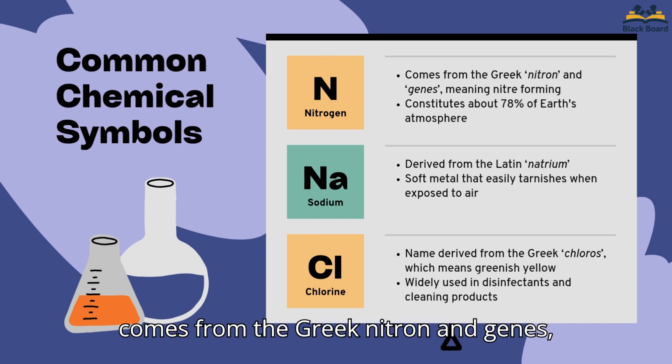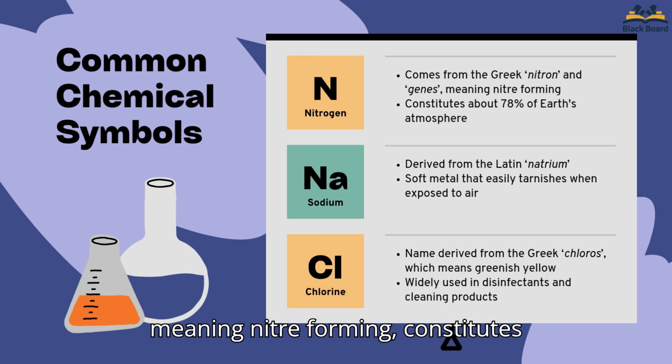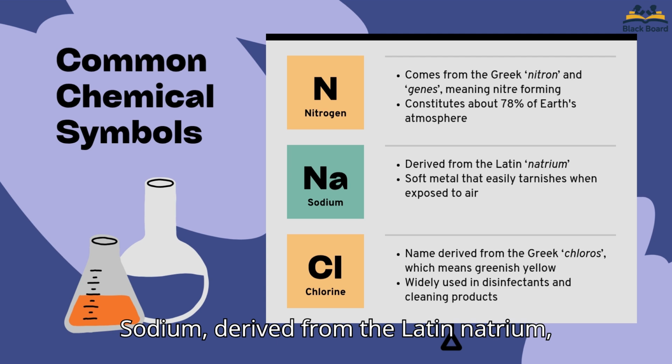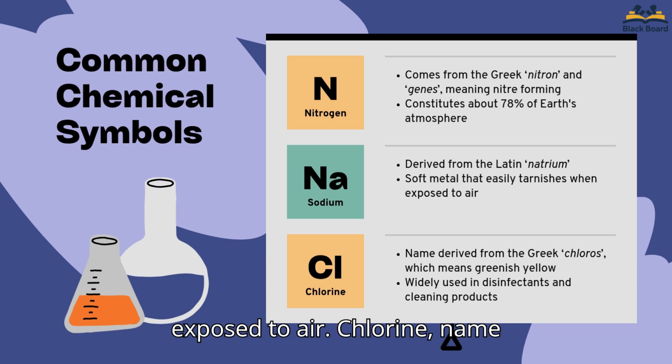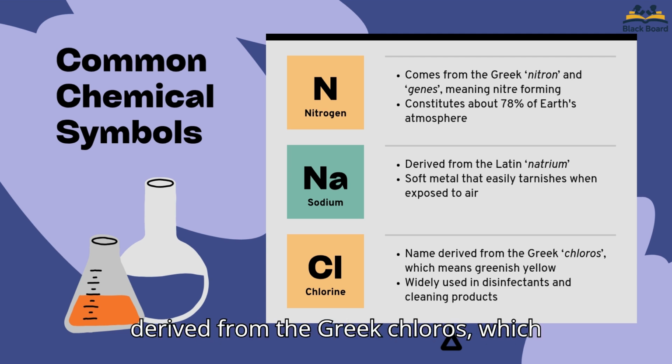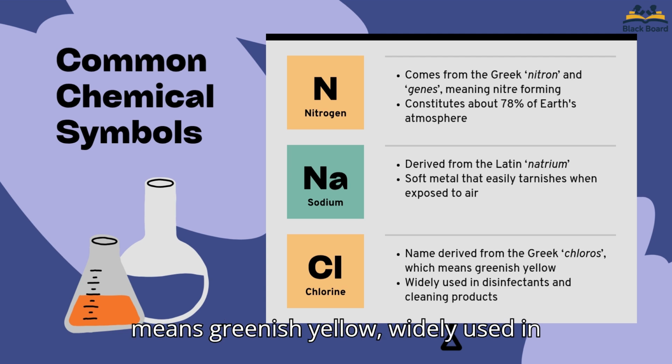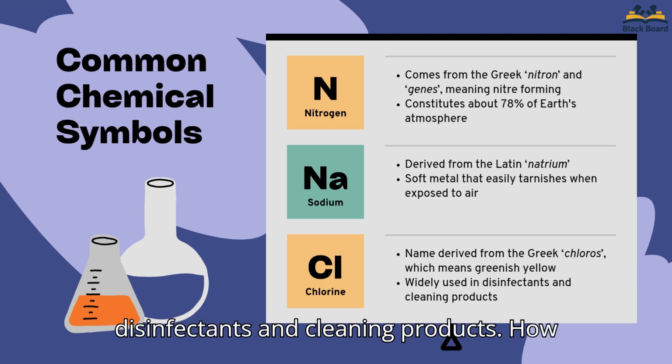Nitrogen. Comes from the Greek nitron and genes, meaning niter forming. Constitutes about 78% of Earth's atmosphere. Sodium, derived from the Latin natrium. Soft metal that easily tarnishes when exposed to air. Chlorine, name derived from the Greek chloros, which means greenish yellow. Widely used in disinfectants and cleaning products.